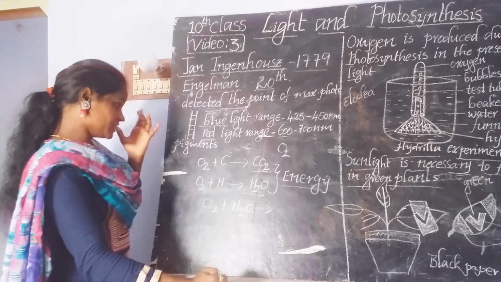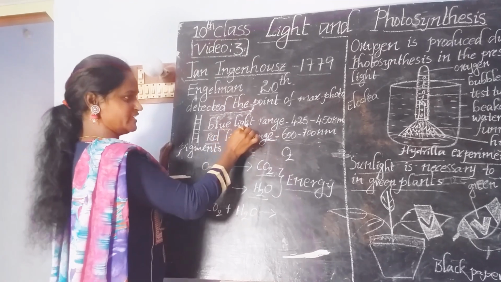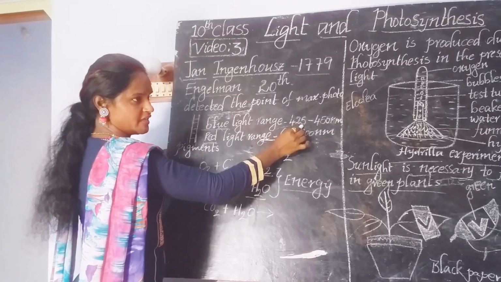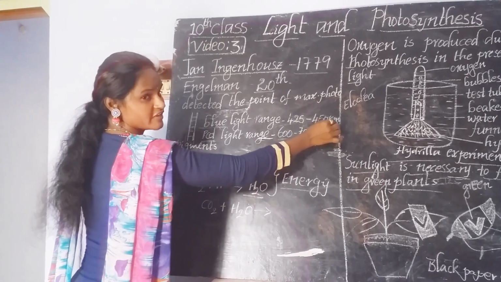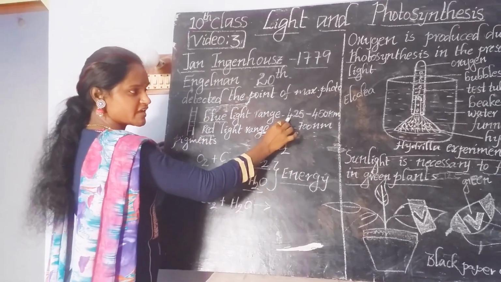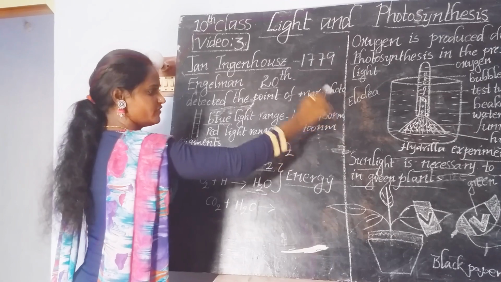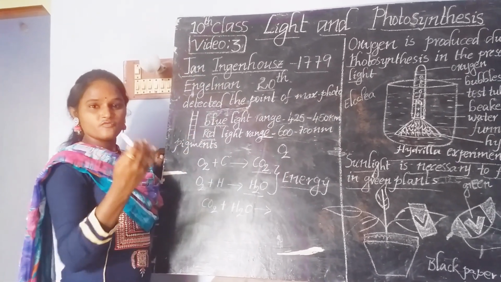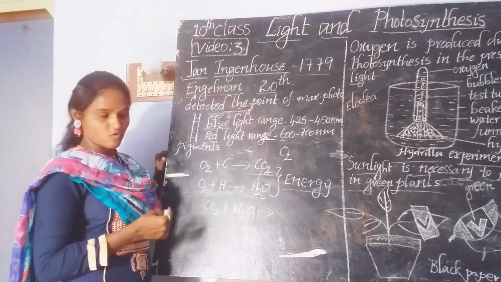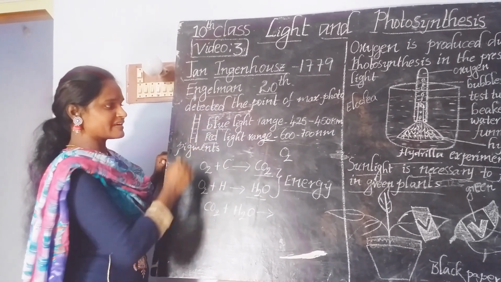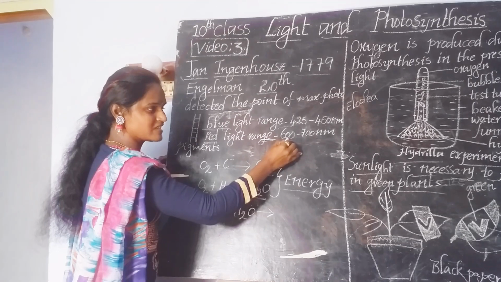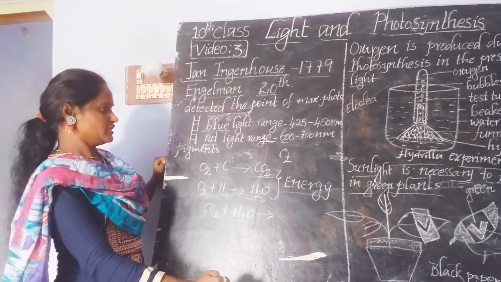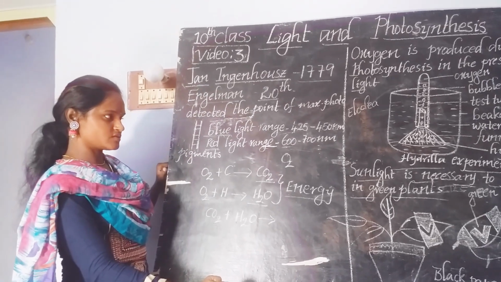Here the blue light has a range of 425 to 450 nanometers wavelength, and at the red region also the rate of photosynthesis is maximum. What is the wavelength of that red light? That is about 600 to 700 nanometers.